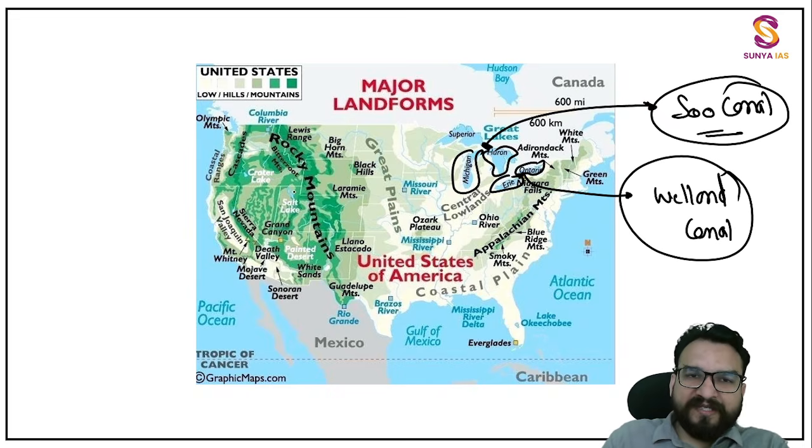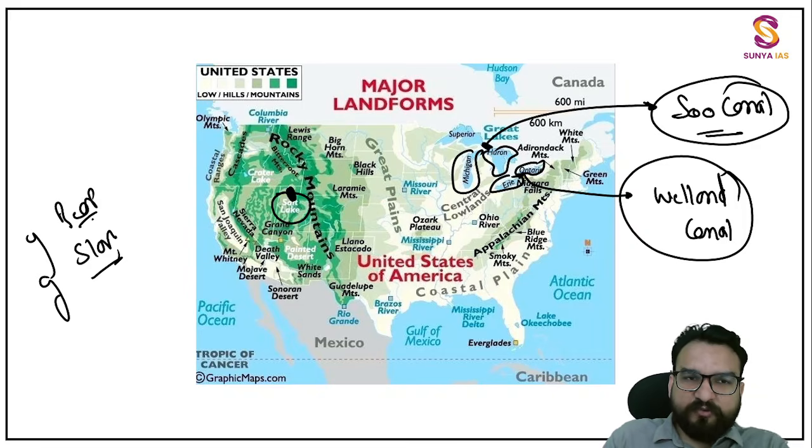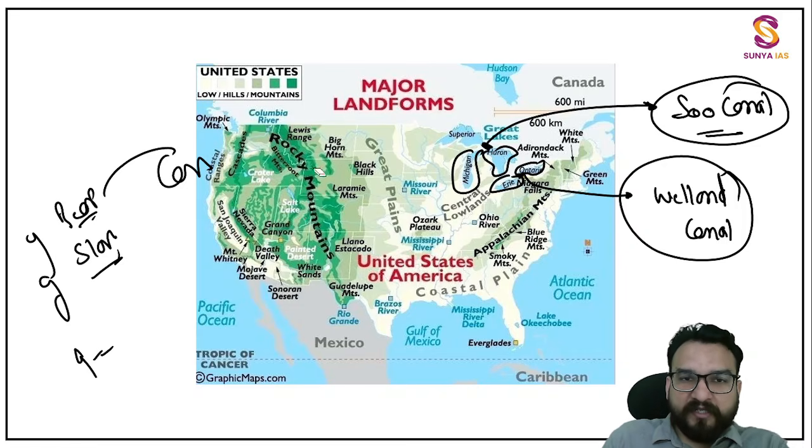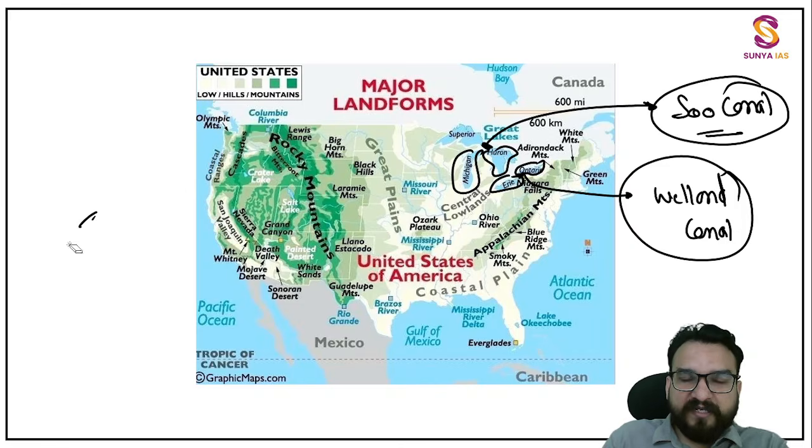Okay, one more lake which you have to focus upon, which is USA's lake, is Salt Lake. Very important, guys. Salt, not Slave, not Bear, because Great Bear and Great Slave you have seen in Canada, whereas Great Salt Lake is over here, in the USA.